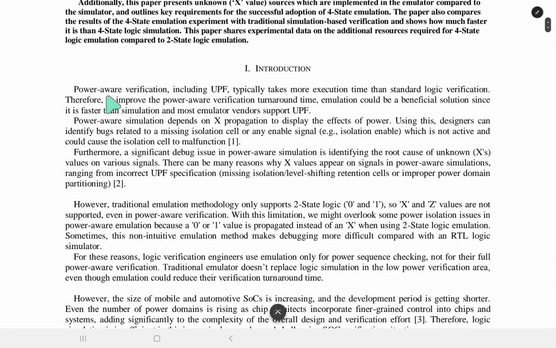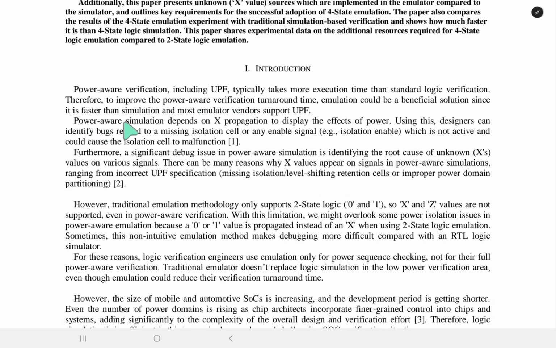Introduction. Power-aware verification, including UPF, typically takes more execution time than standard logic verification. Therefore, to improve the power-aware verification turnaround time, emulation could be a beneficial solution since it is faster than simulation and most emulator vendors support UPF.